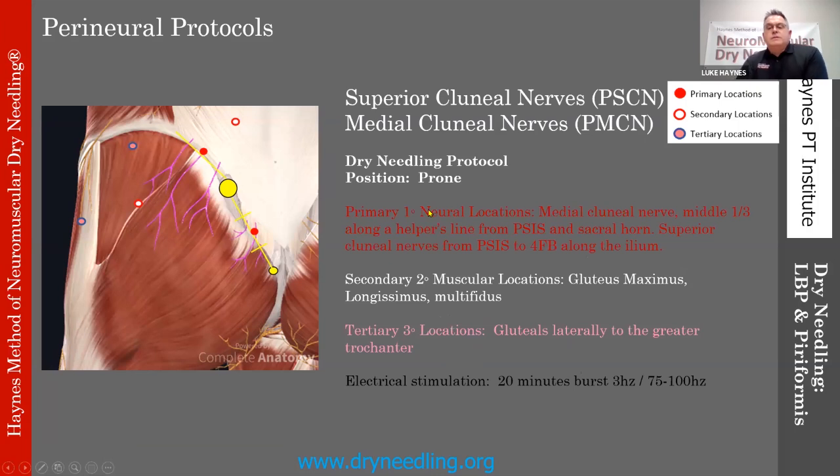For the cluneal nerves, we've got superior and medial, which we can do together. One, I'm going to get right on the iliac crest, and I'm going to needle onto that. I might just peck on there. I might do some tenting to get a response. I would also come down into the muscular locations of glute max distally, and then to longissimus and multifidus more proximally. I might even try to get some response and mobilize that tissue to help decrease any sort of impingement there. And then finally, the tertiary locations would be the gluteals laterally to the greater trochanter. So getting a good response there.